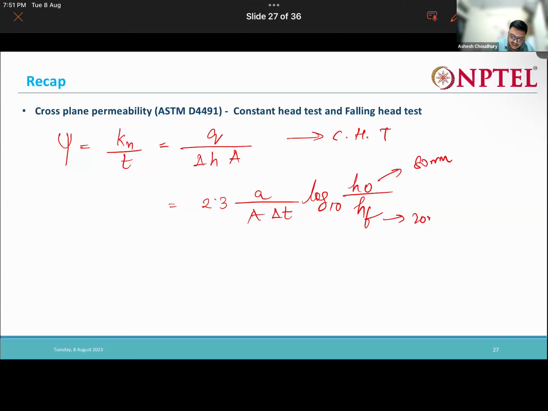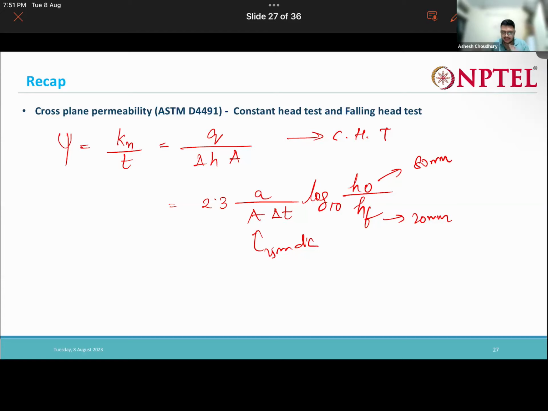This HF is 20 mm. This A is 25 mm diameter, so from that you can find out the area. This delta T is the time taken for the head to reduce from 80 mm to 20 mm. And this A is the area of water column above the geotextile. Okay. Now let us solve one problem.